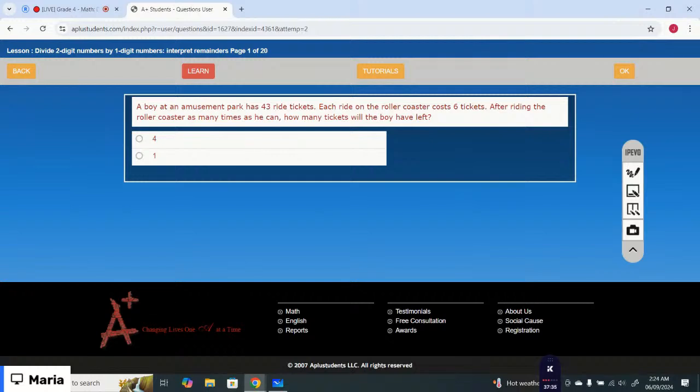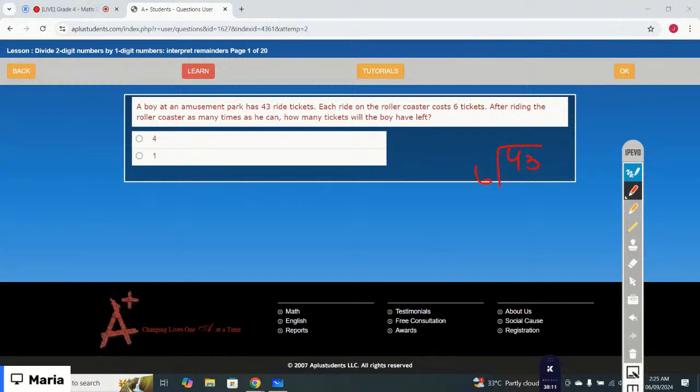A boy at an amusement park has 43 ride tickets. Each ride on the roller coaster costs 6 tickets. After riding the roller coaster as many times as he can, how many tickets will the boy have left? Okay, so you have to divide 43 by 6. So 6 times what number? You need to count the table of 6 until 43.